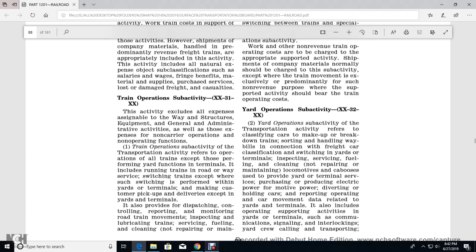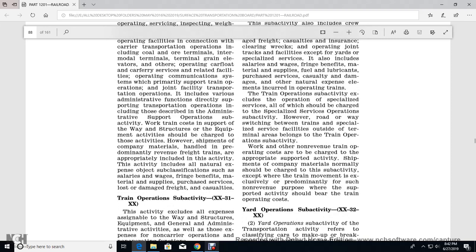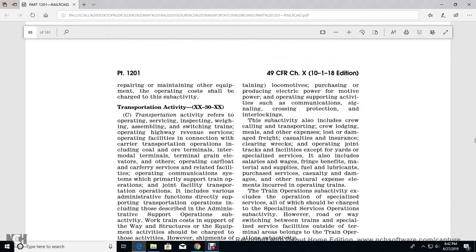except for the yard terminals provided, the dispatch and control with the reporting, monitoring the road train movements, inspecting and lubricating train, strip of the fuel, not including repairing, maintaining locomotives, purchasing, producing electrical power, motive power for the operating support of equipment that gives communication signal for the cross protection and interlocking sub-activity, include the crew calling of the transportation crew, lodging, meal, the other expense, the loss, damage, the freight, and the casualty, and insurance, the clear wreck, and the operating joint with the track facility, except for the year of the specialized service.